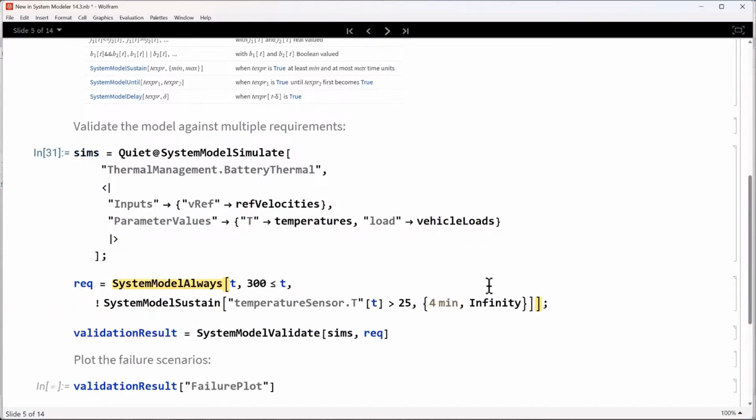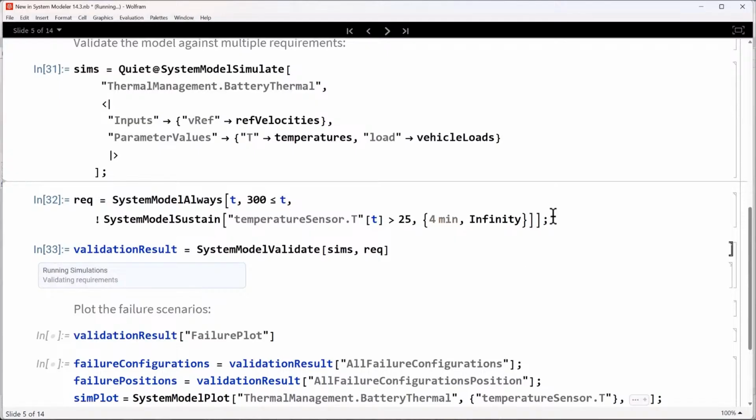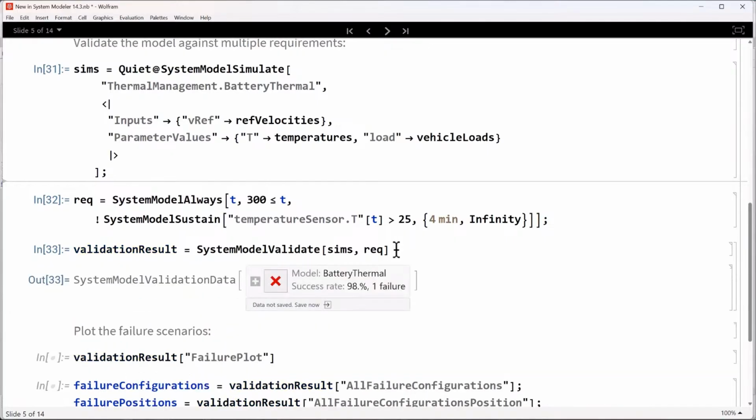Now, with version 14.3, we can express requirements directly using functions like system model always. We encode conditions such as battery temperature must not exceed 25 degrees Celsius for more than 5 minutes. And we will start evaluating only after 300 seconds to skip startup effects. We then pass these requirements to system model validate. This function checks the simulations and reports the results. In this case, one test failed.